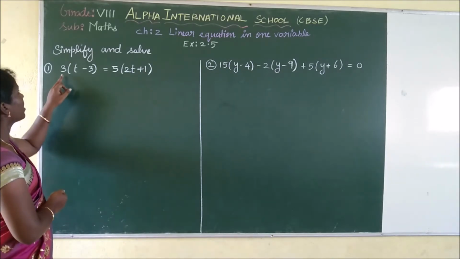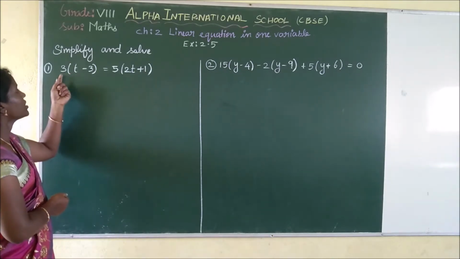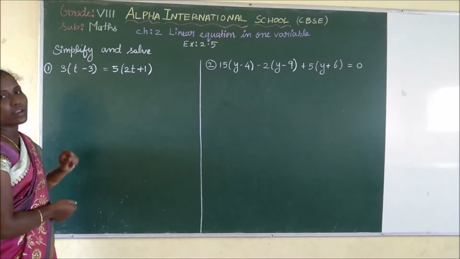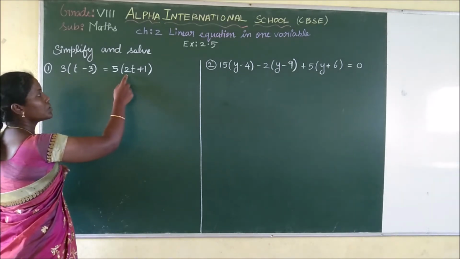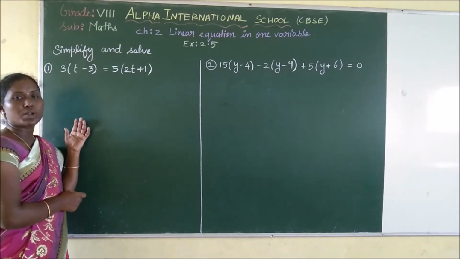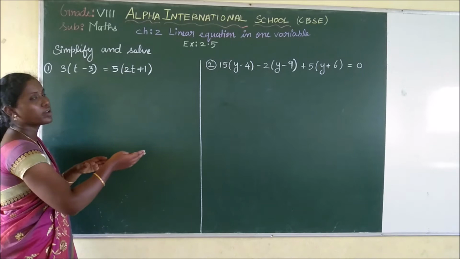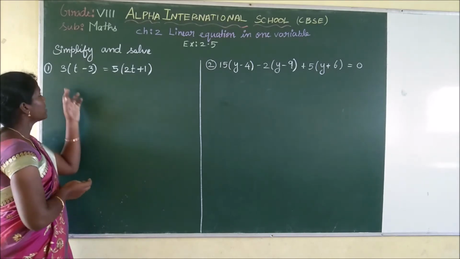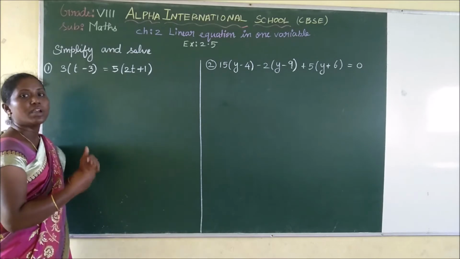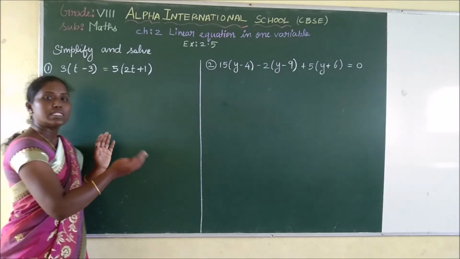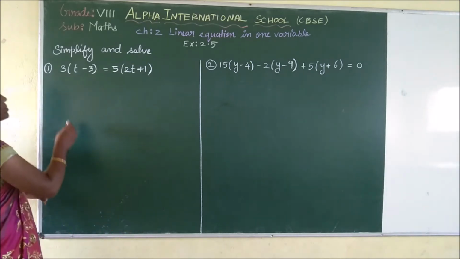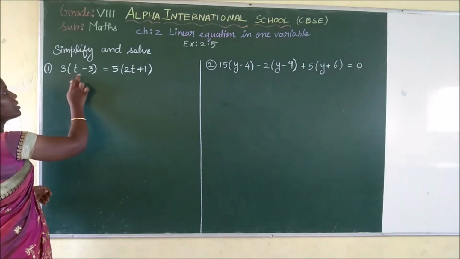See here, 3 is multiplied by t minus 3, also 5 into 2t plus 1. So we can't directly take the variable to one side of the equation and numbers to the other side and solve. First see the operation, it is a multiplication. So we have to multiply the value and then only we have to separate the variables and the numbers.